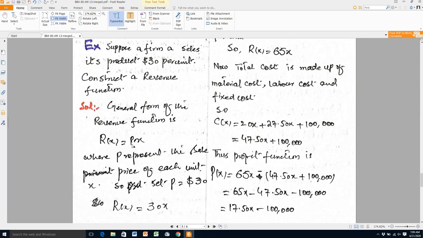Here P stands for the price and x stands for the number of units produced, where P represents the sale price of each unit. So set P equal to $30. So R of x is equal to 30x.